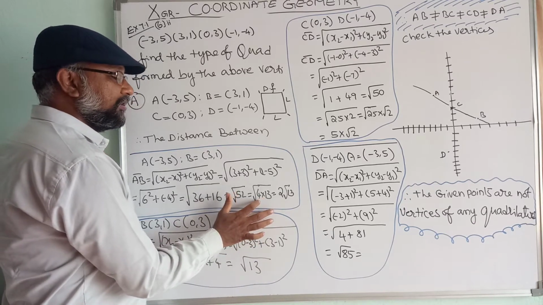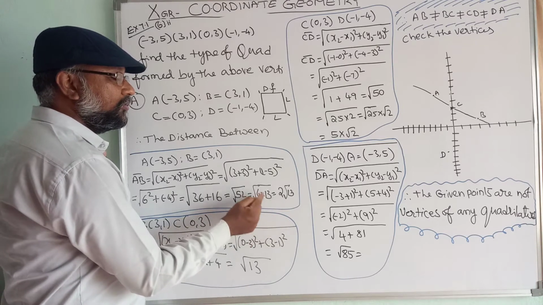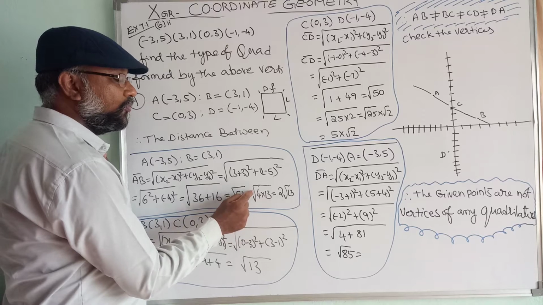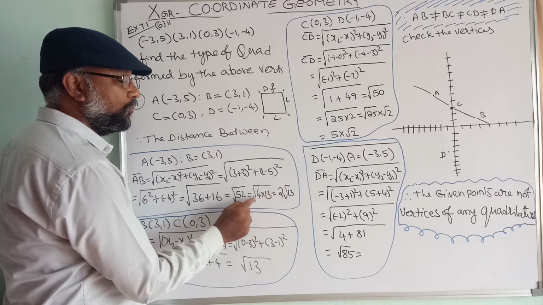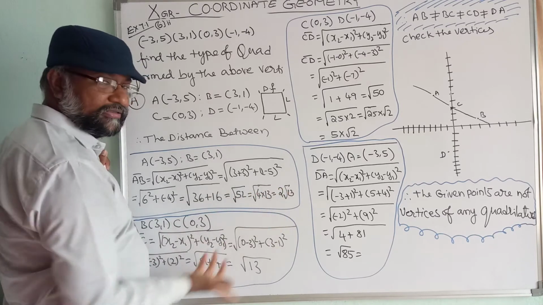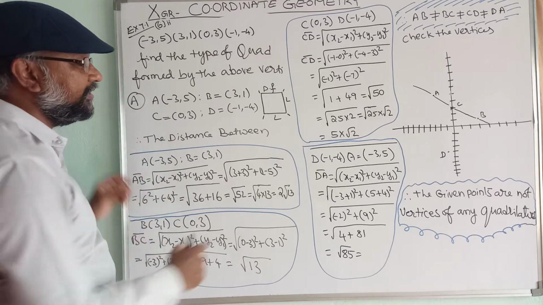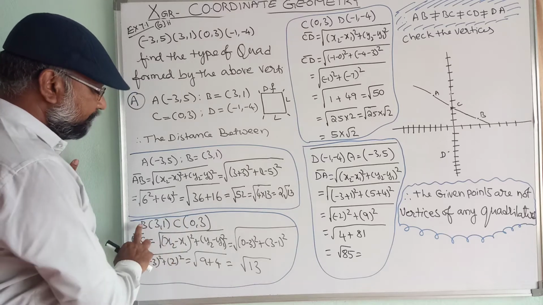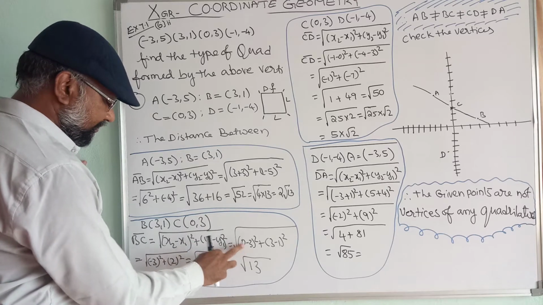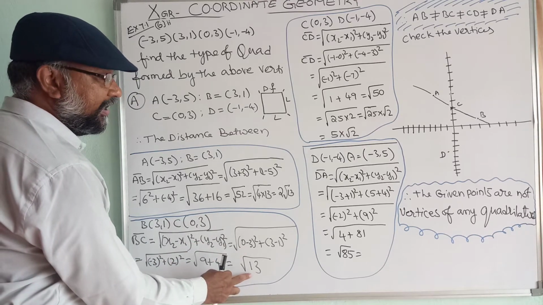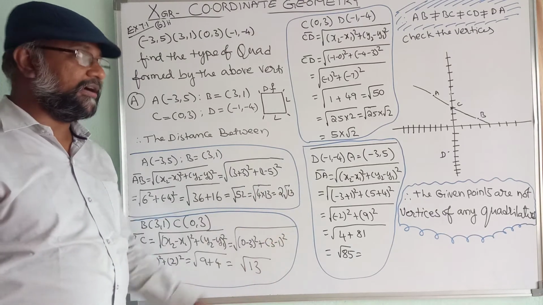Now write it in factors: 4 times 13. The root applies to 4 and to 13. Root of 4 gives 2, and root of 13 is root 13. So the distance between A and B is 2 root 13. In the same way, for B and C, take the formula, substitute, simplify, and you will get root 13. Here 2 root 13, here root 13.